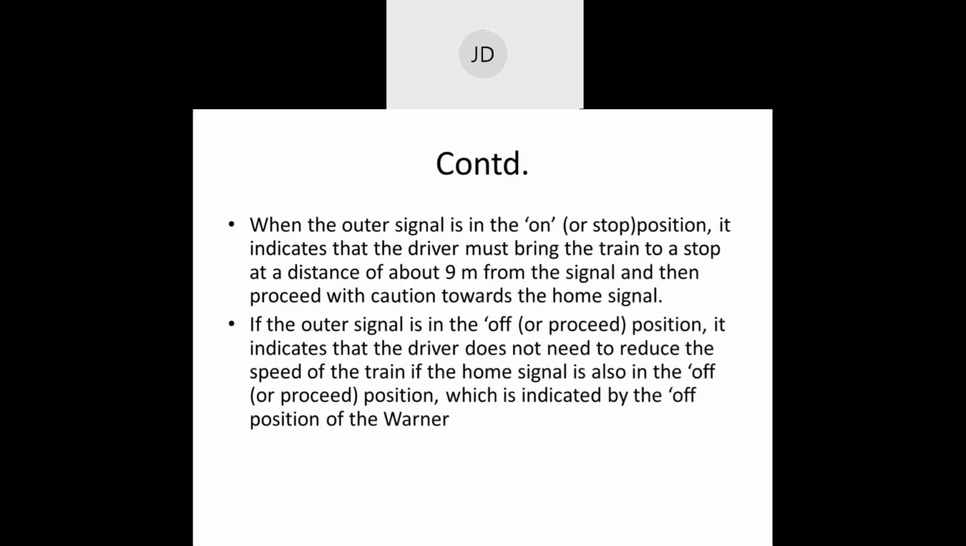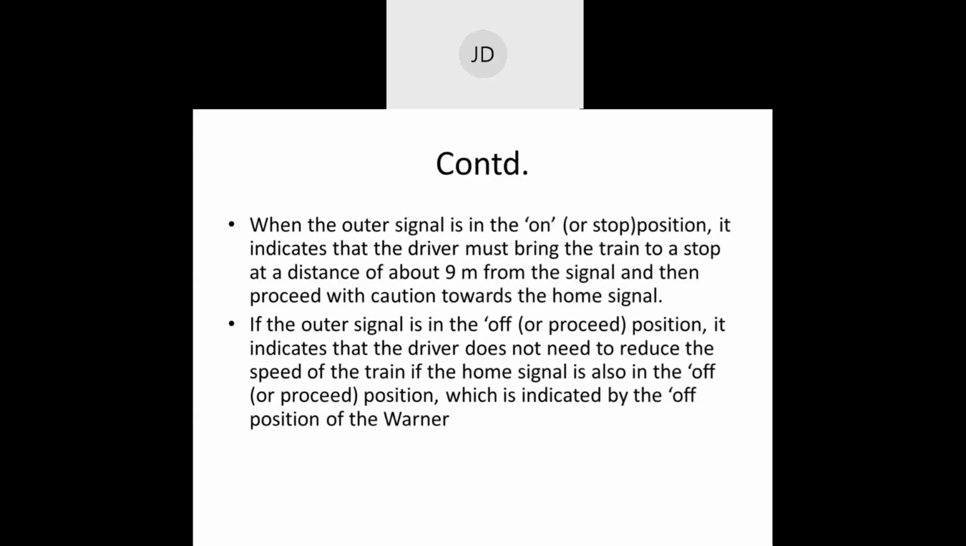And if the outer signal is off, that means the proceed position, it indicates that the loco pilot does not need to reduce the speed of the train if the home signal is also in the off or proceed position, which is indicated by the off position of the Warner. The Warner signal is also attached to that outer signal and is showing the off position, because the Warner signal is giving information about the home signal.